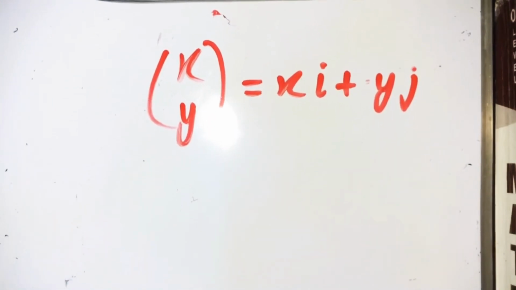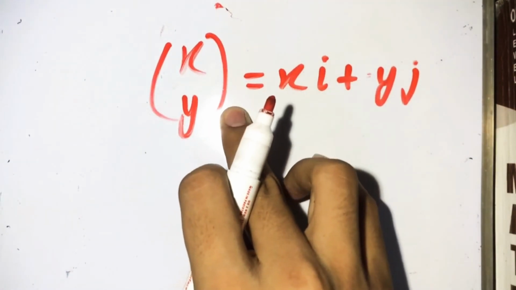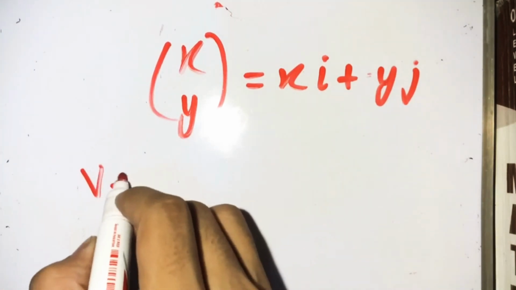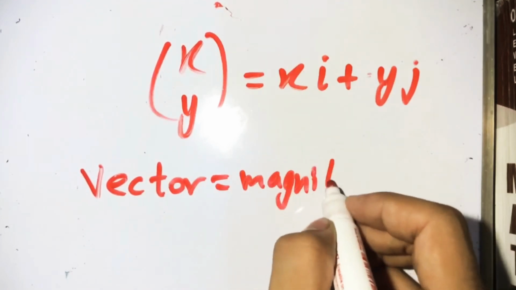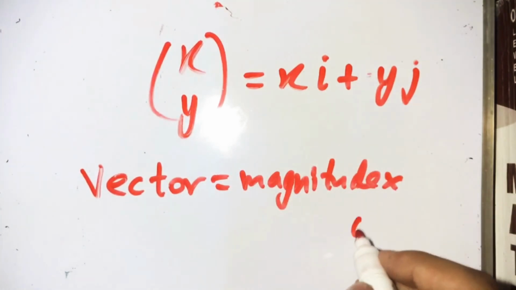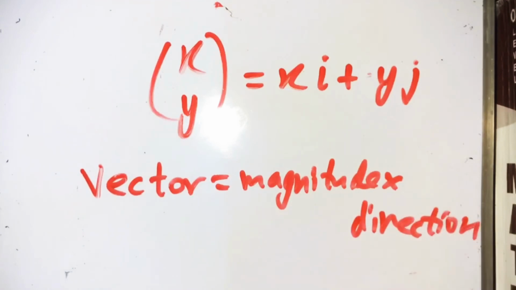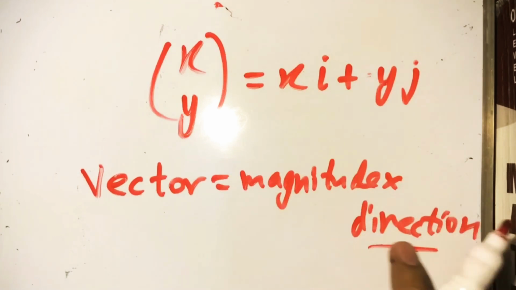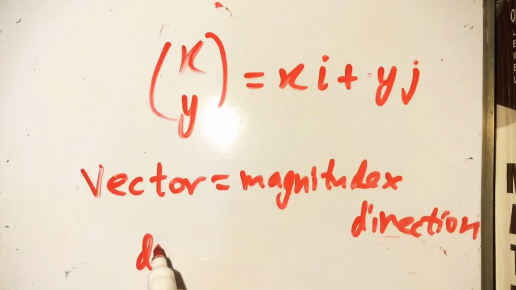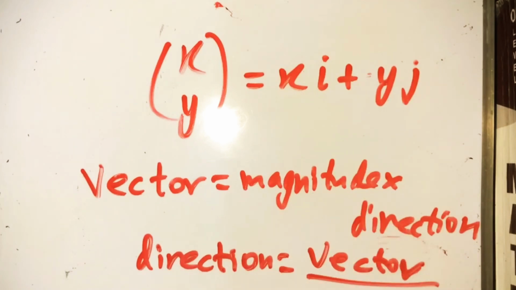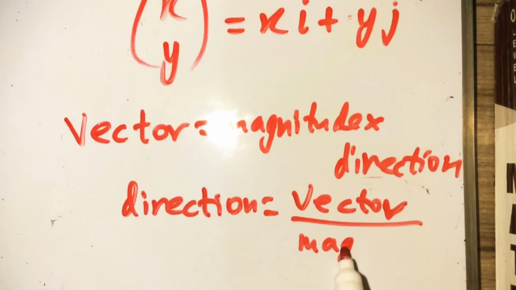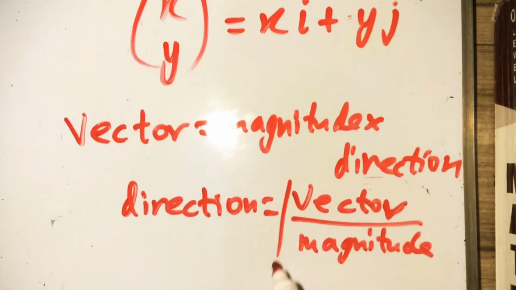Now to find the unit vector of this vector, a vector quantity contains a magnitude and direction. So a unit vector represents direction. Now to find that unit vector, we'll write direction equals vector, and this magnitude will move over there in the division. So this will be the unit vector.